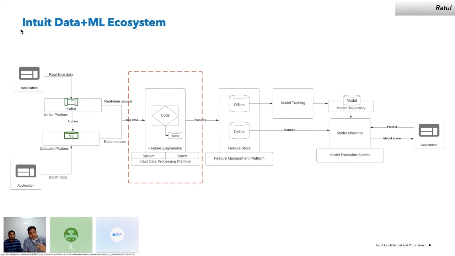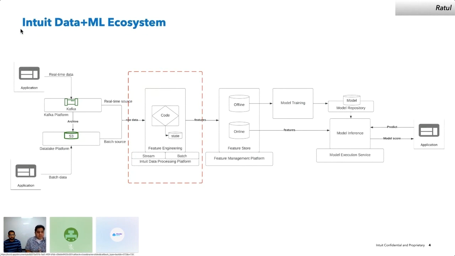Now, a couple of terminology I can set up. We call it the event bus, and at Intuit we call it event bus, which is backed by Kafka. And the data lake is backed by S3. Stream processing platform is backed by Apache Beam and Spark. So sometimes we might use these terms interchangeably: Kafka, event bus, data lake, S3.